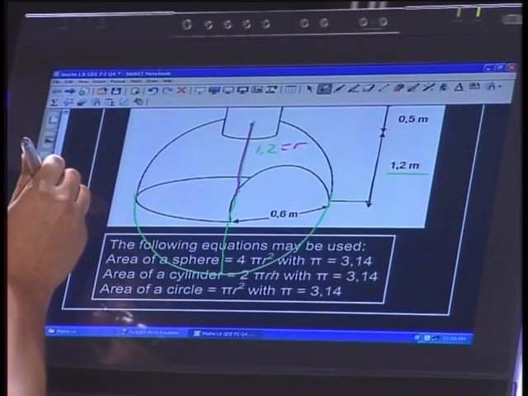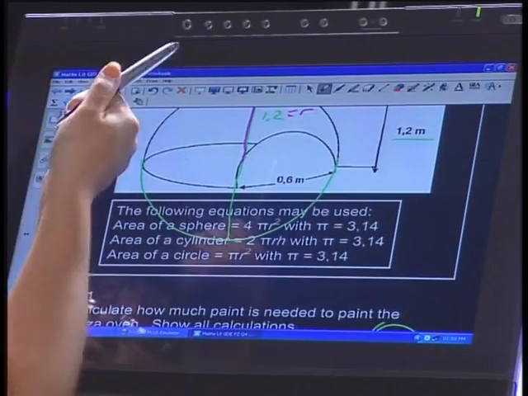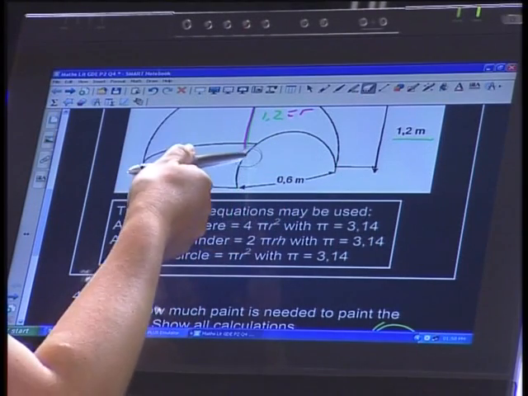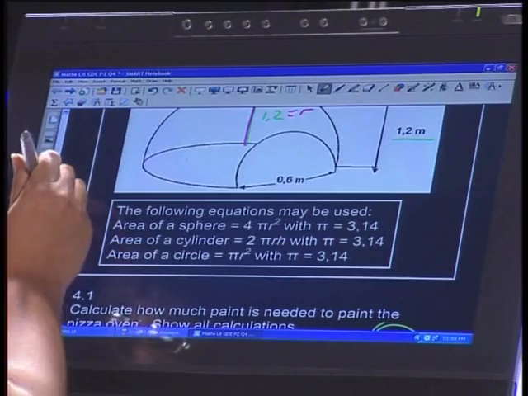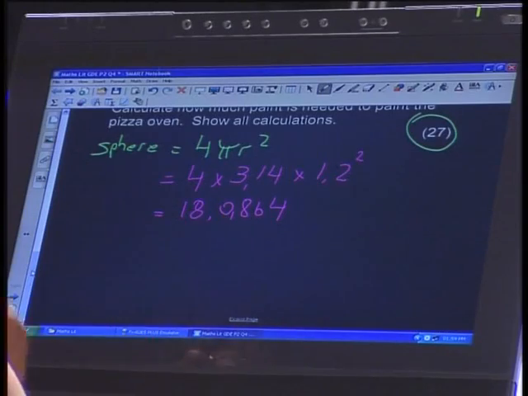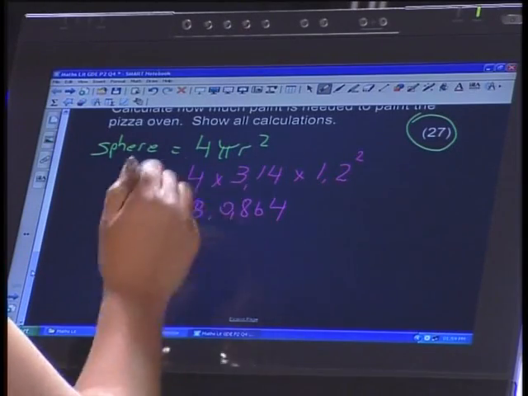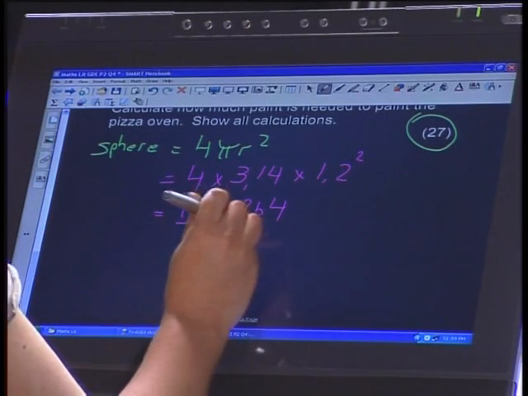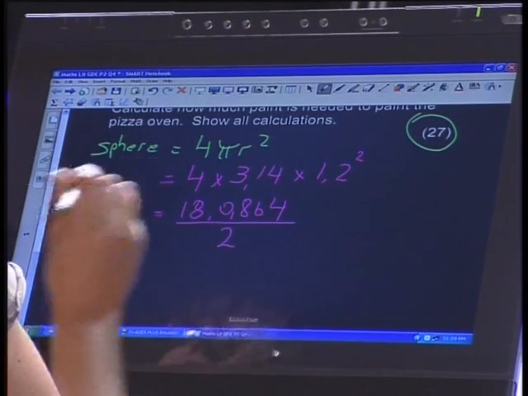But what's the problem with this, Agnes? Can we see a problem? Yes, I can see it. What's the problem? We don't have a full sphere. We only have half a sphere. Am I right? Yes. So how are we going to change that to half a sphere? How are we going to change our full sphere into half a sphere? We're going to divide it by 2.